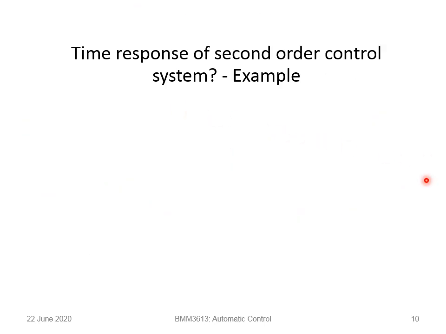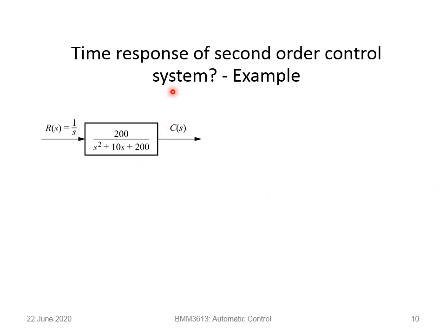So having studied all the time response, all the criteria and types of time response of a second order system, we can now try to do several exercises and examples. So let's take this particular example where we have a transfer function of 200 over s squared plus 10s plus 200. So what should you do first?